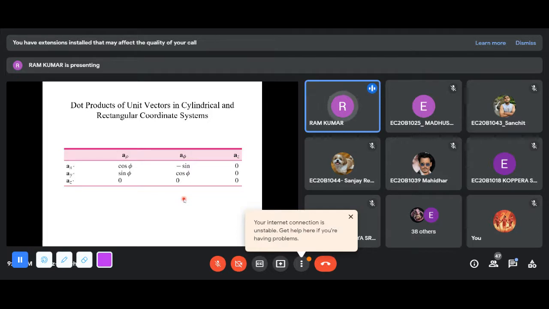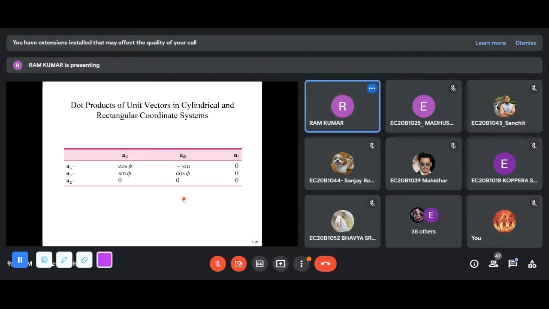Similarly, the dot products of unit vectors in the cylindrical coordinate system. Okay, ax dot a rho is cos phi. Ay dot a rho is sin phi. Az dot a rho is 0. This is a dot product table.